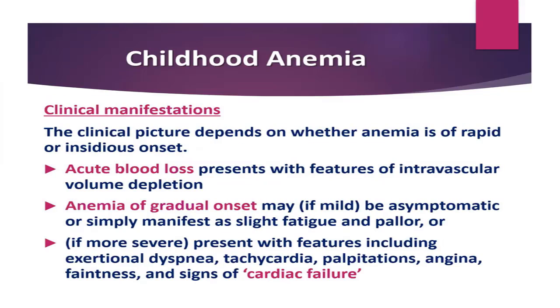Clinical manifestation of anemia depends on whether the anemia is of rapid or insidious onset. When there is acute onset of anemia in cases of acute blood loss, this will lead to intravascular volume depletion. But when anemia is of gradual onset, it is either mild, asymptomatic, or simply manifests as slight fatigue and pallor. But if more severe, then the child will present with exertional dyspnea, tachycardia, palpitation, angina, fainting, and signs of heart failure when hemoglobin is reduced to less than 5 grams per dL.